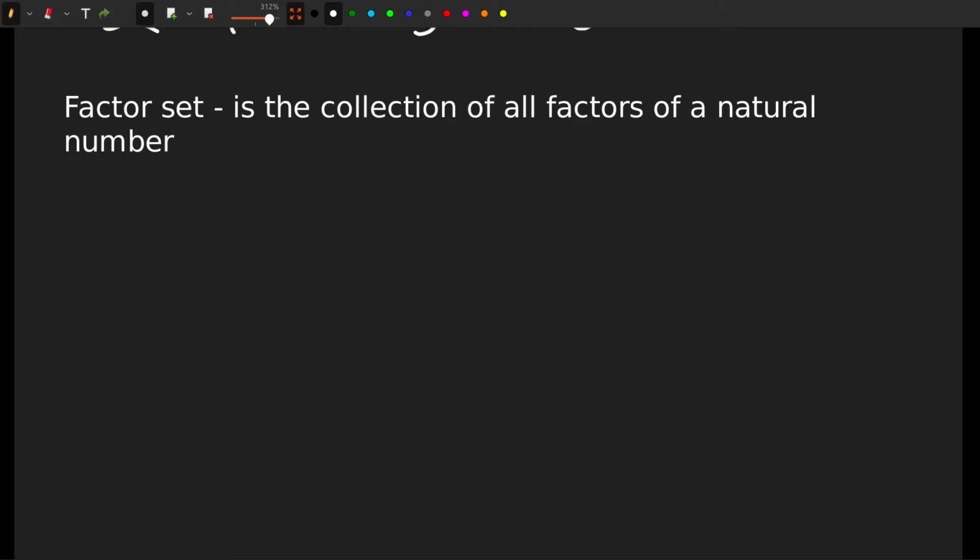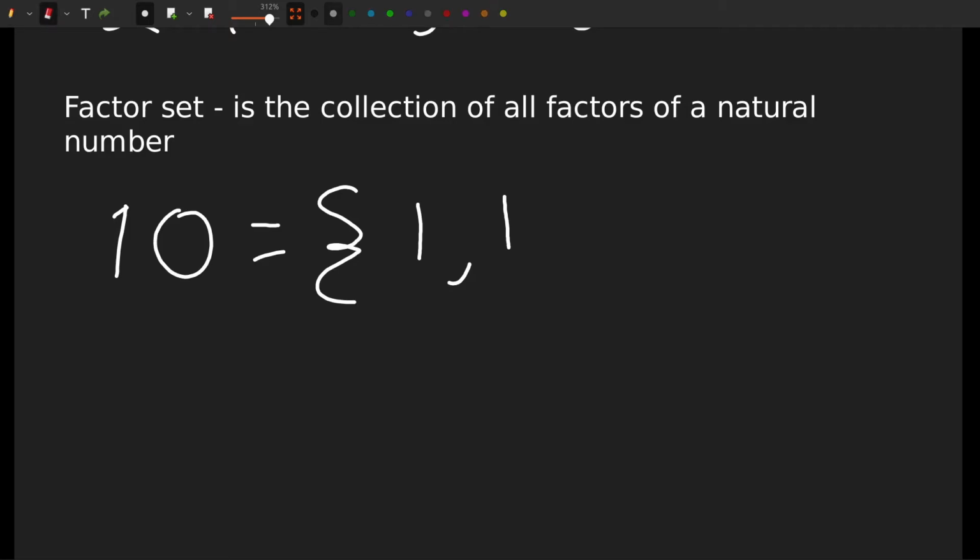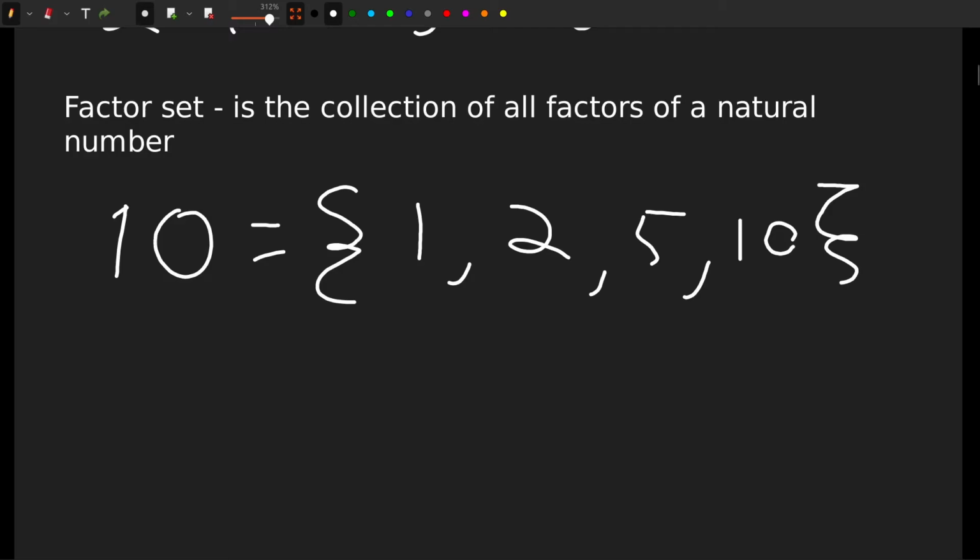And so if we think about the first number we started with, which was 10, the factor set, represented by these curly brackets here, would be 1, 10. Sorry, I'll actually remove the 10 here. I was going to write 10, but I'll put it in order. 1, 2, 5, and 10. Okay? And so this is the collection of all factors of a natural number.